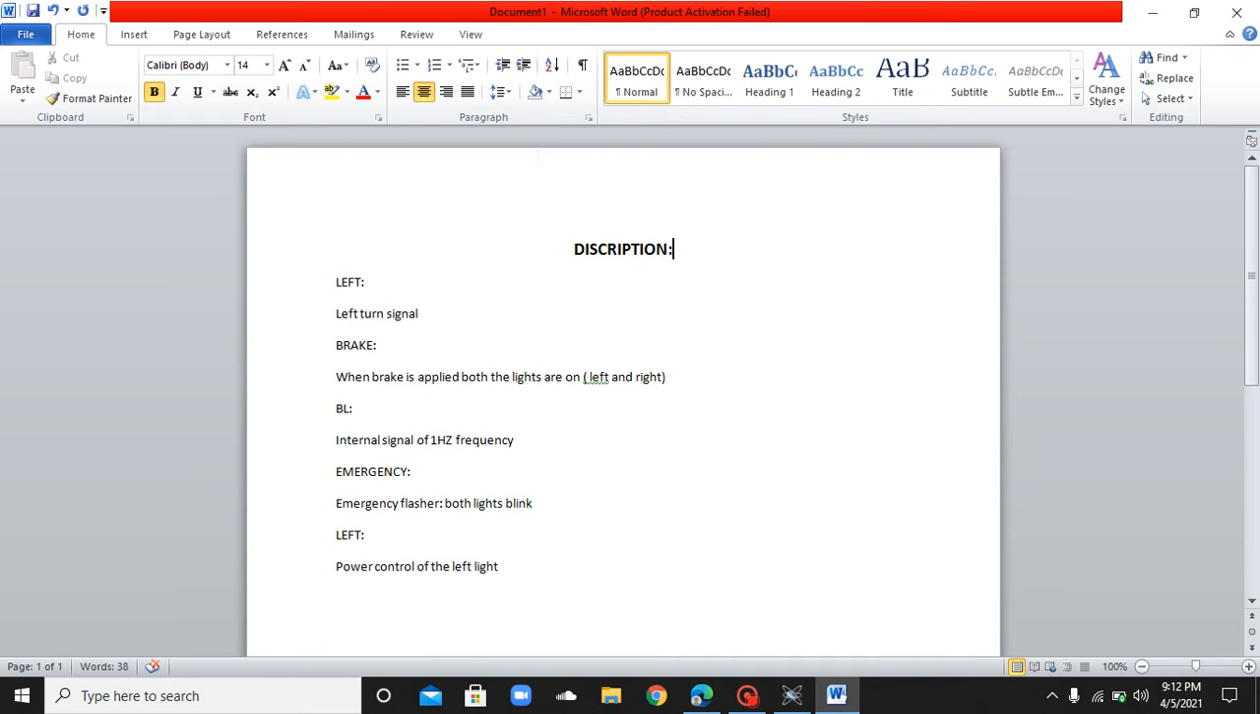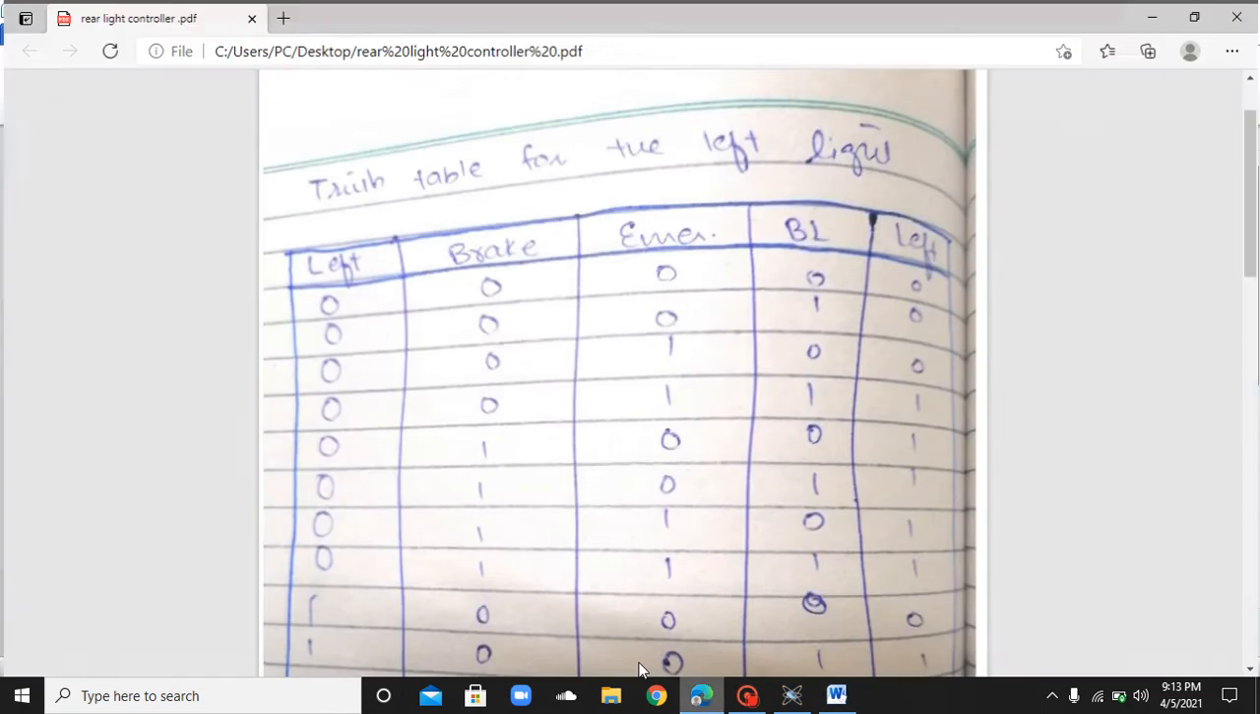Today I'm going to show you how a rear light controller of a car or a bike works. For this, I have written some description over here, and in that I have made a truth table, which you can see here.